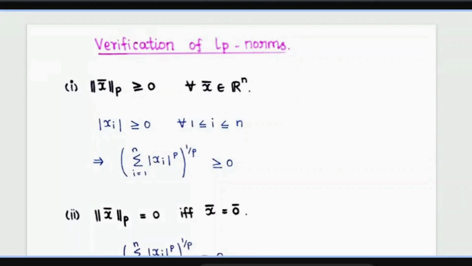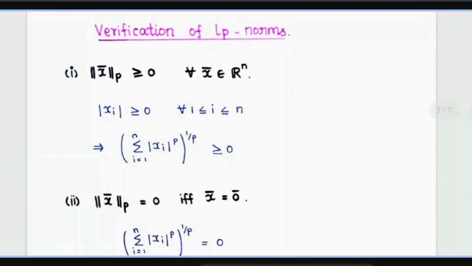The first property is the non-negativity property. It is for every vector in the vector space. Here the vector space is R^n. So for every vector x bar in R^n, the Lp norm of x bar should be greater than or equal to 0.